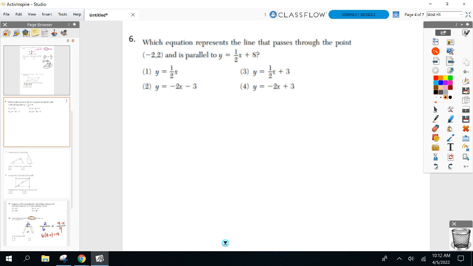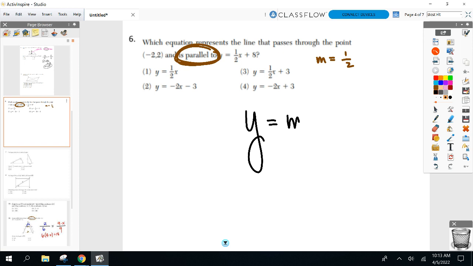Okay, 6. What's the equation of the line that passes through there in parallel? All right, there's the key to the whole problem. Parallel. What do I know about the slopes then? Parallel lines have congruent, same, equal slopes. What's the slope of my line right now? 1/2. So the slope of my new line will also be 1/2. The only thing I need to find is the y-intercept. The way I do that is I plug my point and my slope into y equals mx plus b and solve for b. So it goes through -2, 2.